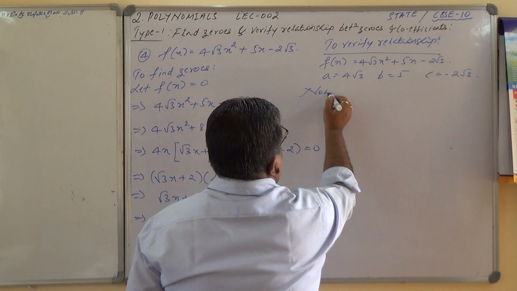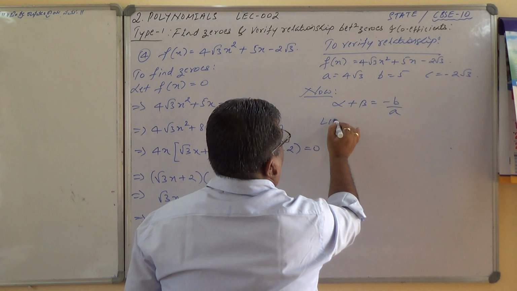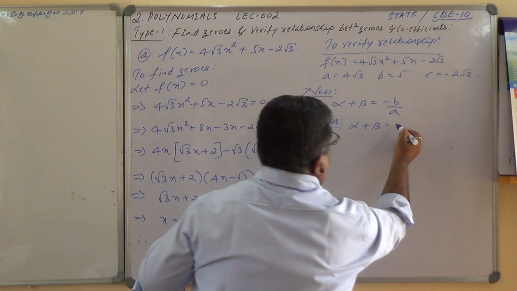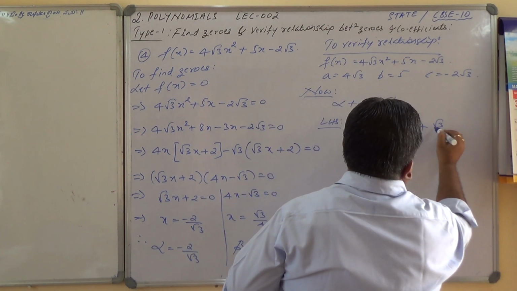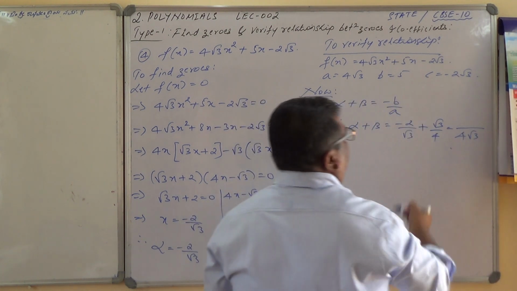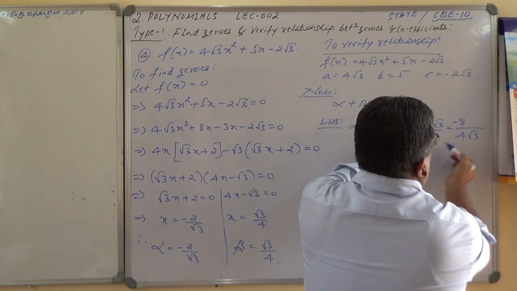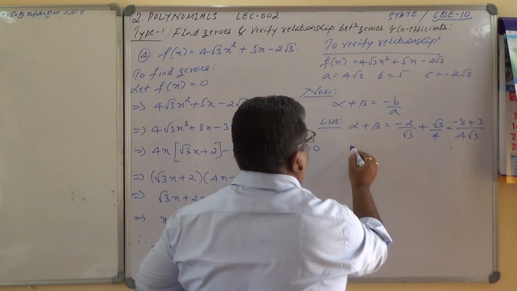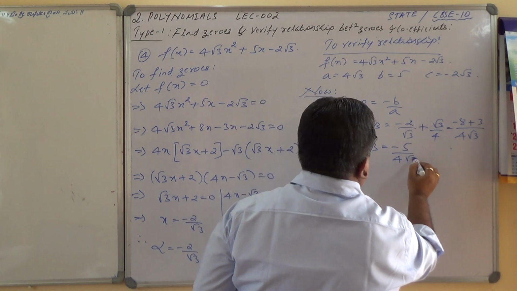So now we know that sum of zeros alpha plus beta equals minus b by a. LHS here is alpha plus beta. What is the value of alpha? Minus 2 by root 3 plus root 3 by 4. So what is the LCM here? Which is 4 root 3, and root 3 cancels, 4 into minus 2 is minus 8, and here root 3 by 4 cancels, root 3 into root 3 is 3, plus 3. Therefore, alpha plus beta equals minus 5 divided by 4 root 3.